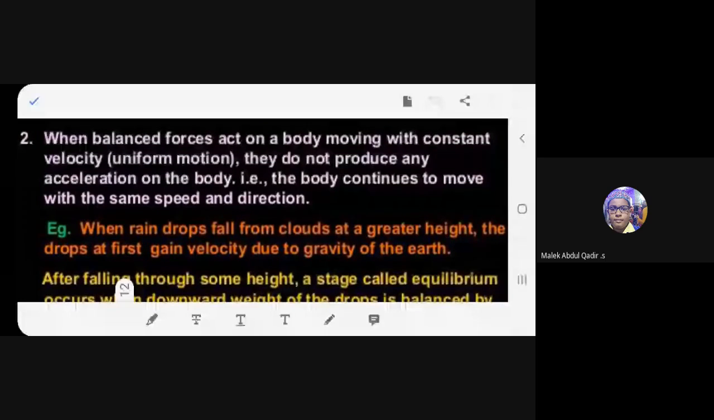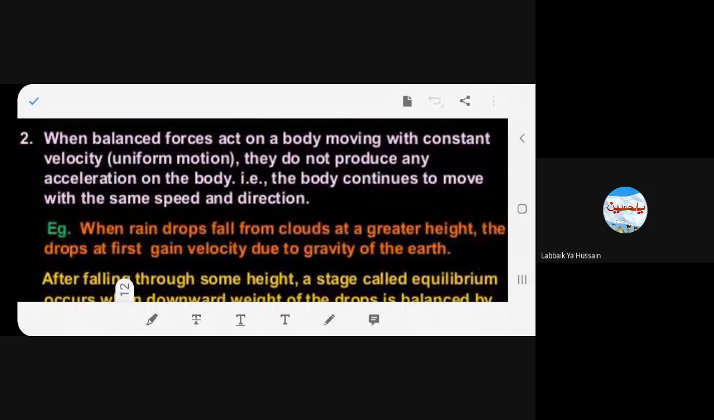The body is moving with a constant speed, right? Or constant velocity. What happens? And we apply balanced force on the body, which is moving with a constant or uniform motion. What happens? The body continues with the same speed and direction. Exactly. I mean, there's no increase.